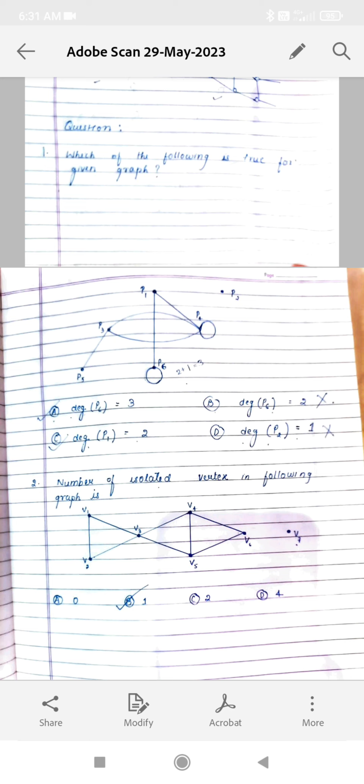Now question 2 is asking the number of isolated vertices in the following graph. As you can see, each vertex other than V7 has one or more edges extending from it. So V7 is the only vertex which has no edges, or whose degree is 0, and isolated vertices are those vertices whose degree is 0. So for this question the answer is 1, that there is only one isolated vertex, which is V7.